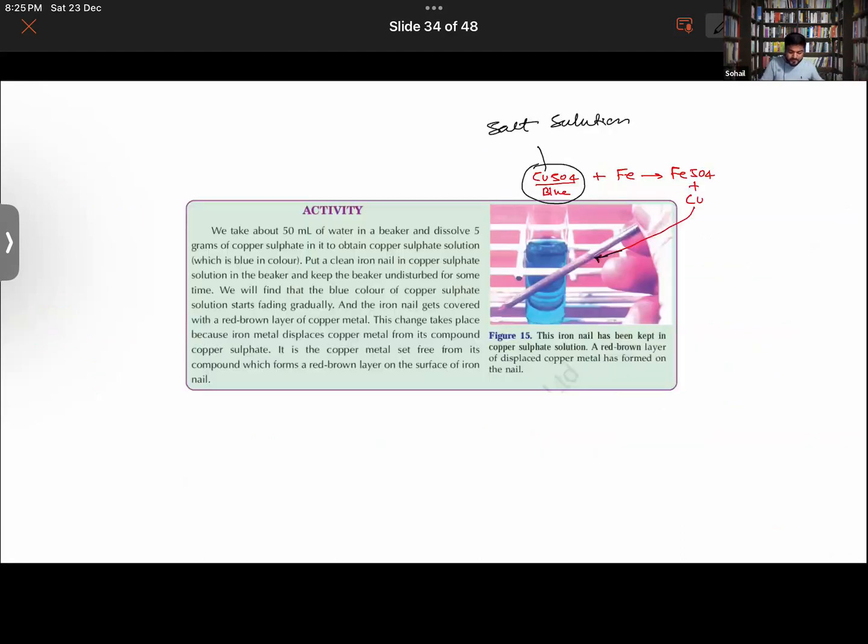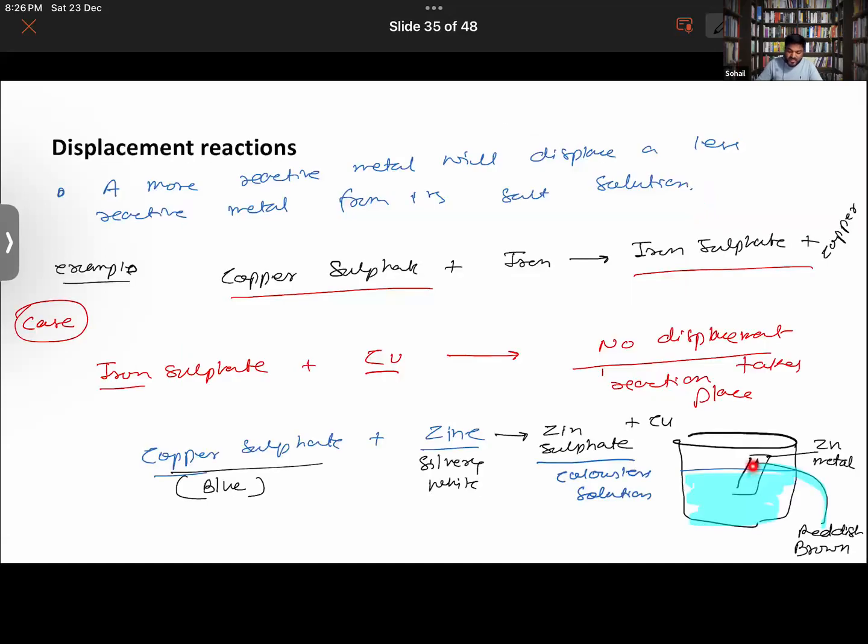Tell me why the shiny iron nail was turning brown in color. Why did this iron nail, when dipped in a copper sulfate solution, start turning reddish brown in color? The copper was displaced on the iron nail. Yeah, copper was deposited over the iron nail. Same thing is happening here also. The copper is being deposited over the zinc strip.